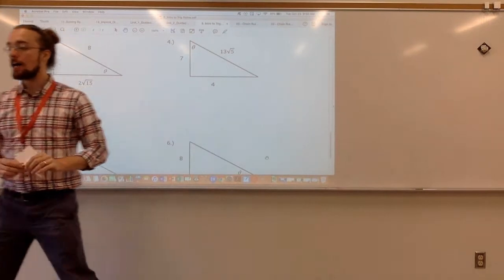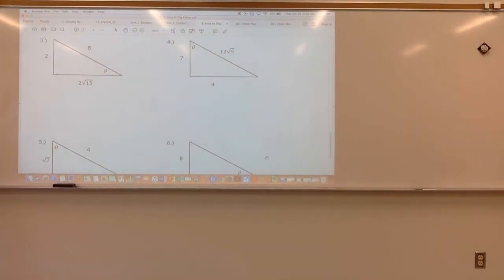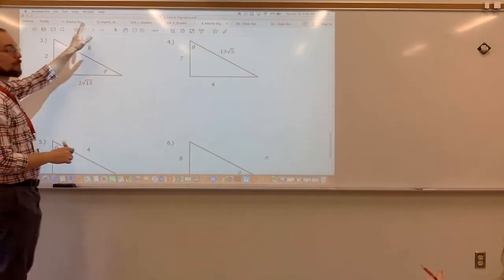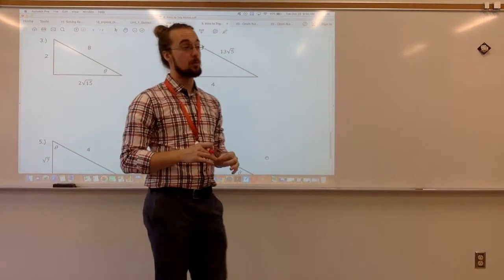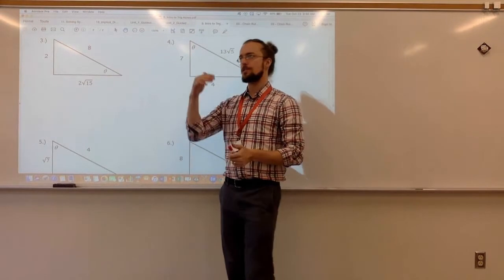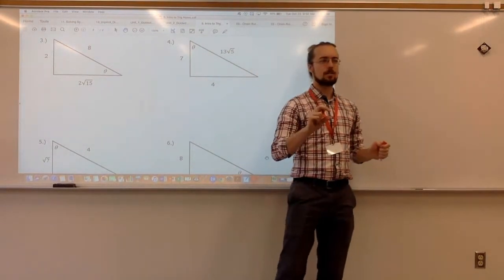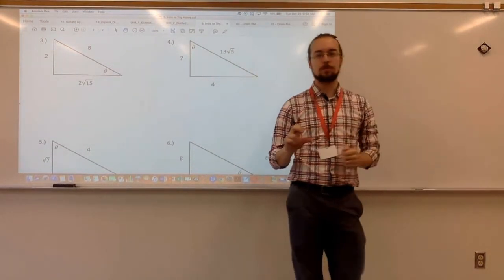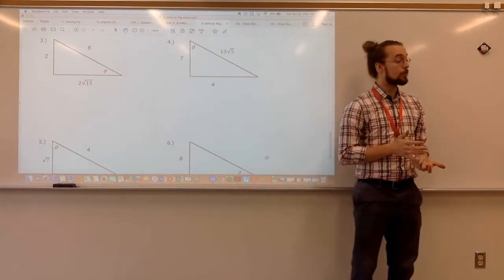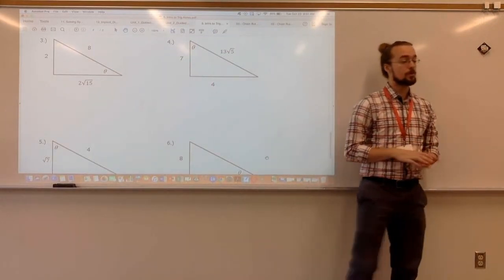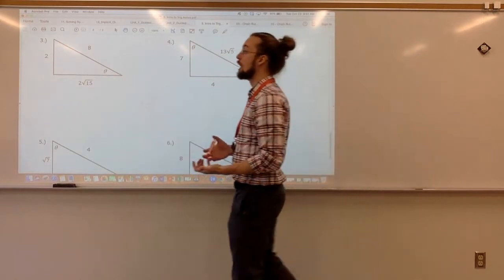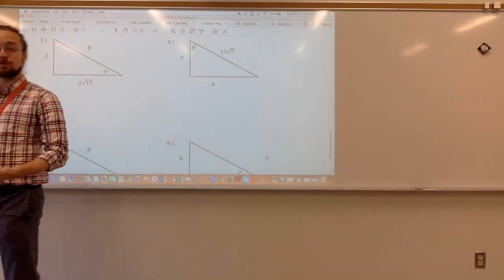Alright, so as I was walking around, it looked like most people were good on 1 and 2. The only potential thing I saw on number 1, I saw some people not reduce. You should have had 6 over 10, 8 over 10, and 6 over 8, I believe, for your 3 trig functions. Those all reduce. All 3 of those fractions would reduce. So make sure that you are checking to see if they reduce.